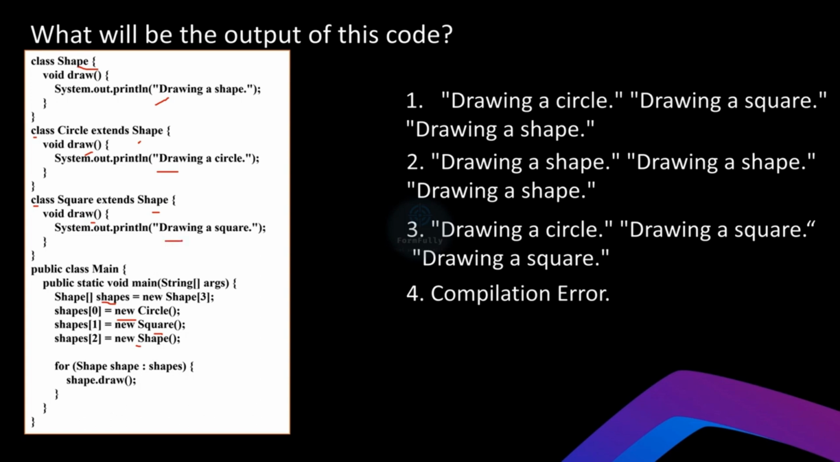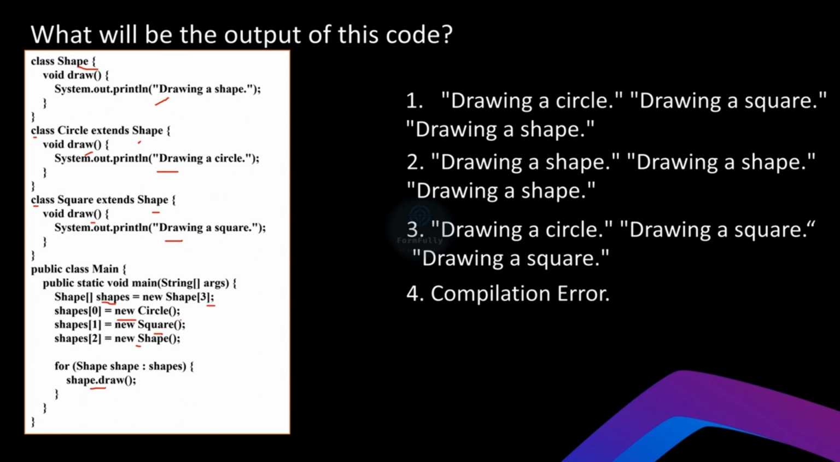In the main method, Shape[] shapes = new Shape[3] creates an array of Shape references that can store objects of the Shape class and its subclasses. shapes[0], shapes[1], shapes[2] assign a Circle, Square and Shape respectively. And then the for loop iterates through the array of Shape references and calls the draw method on each object.